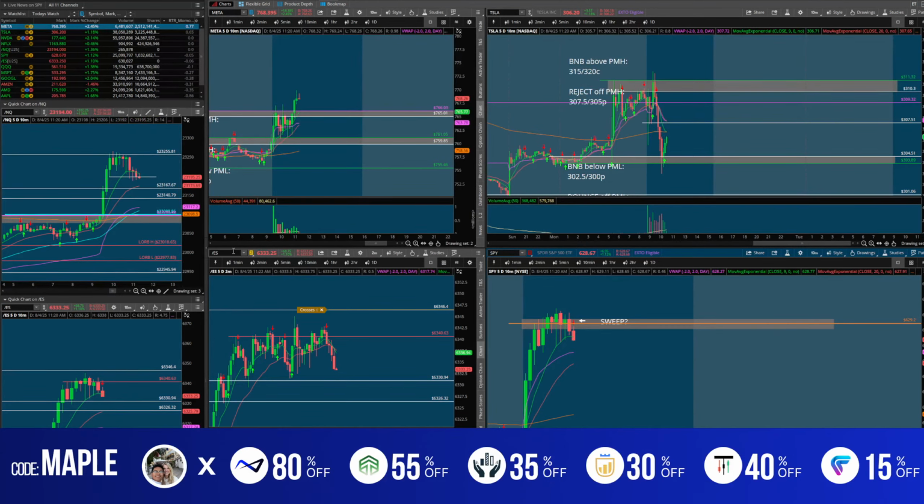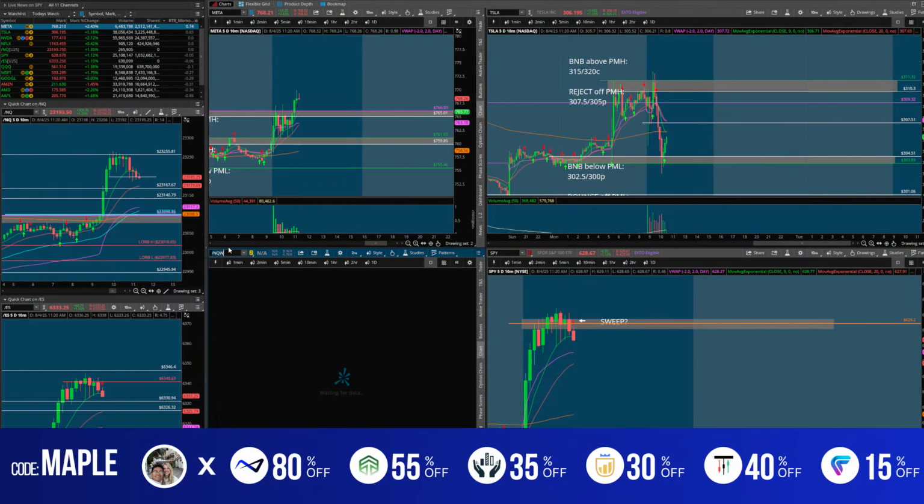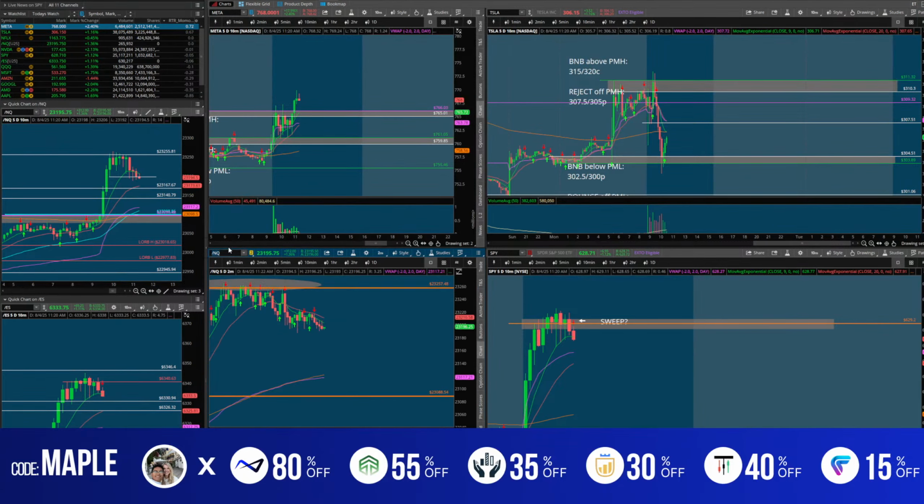The problem with NQ is, look, now both of our 2-minute EMAs are bearish, right? Look at that 2-minute EMA cross, retest, rejection. Down like 3 points here.